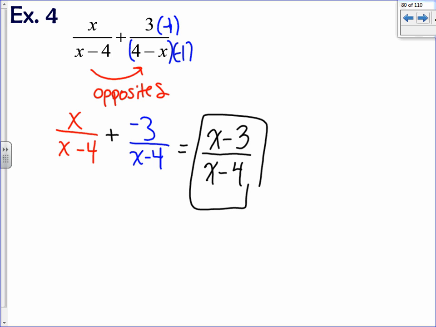This one is one people get wrong, because they think they have to multiply by 4 minus x for both of them and generate an LCD, which isn't necessary. Okay, so spotting those opposites will save you a lot of time and energy. You see how little work there is really in this problem if you spot the opposites. Okay, questions on that?